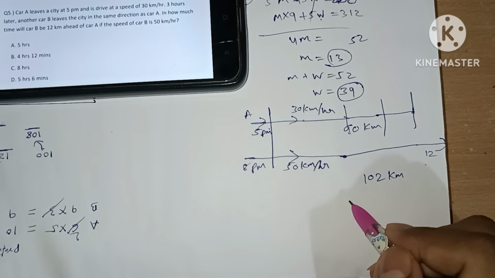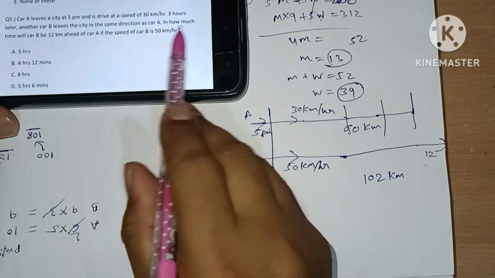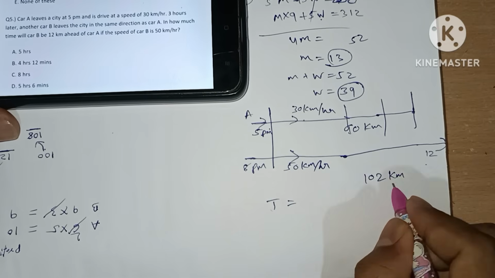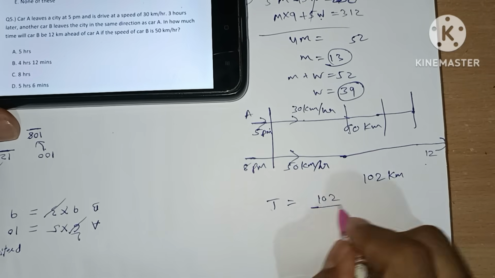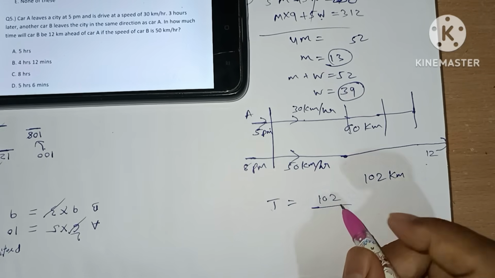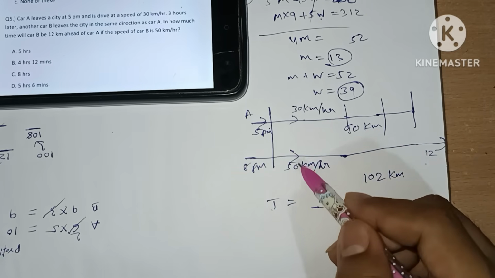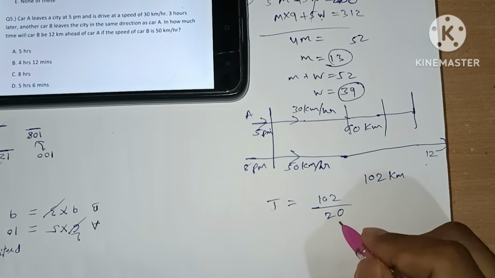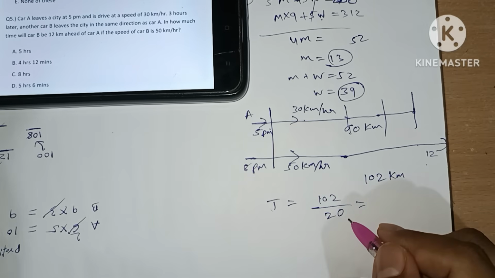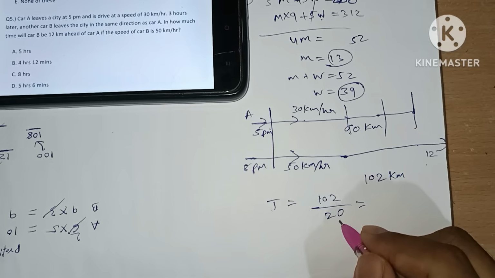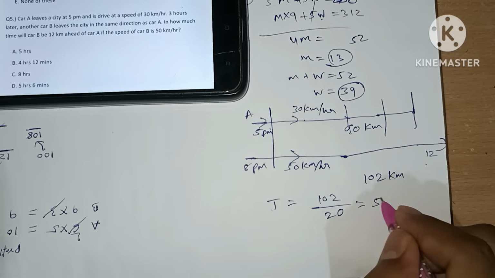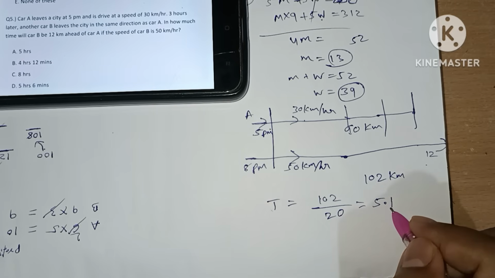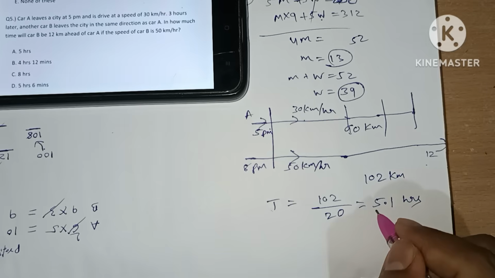The question asked is in how much time. We know time is equal to total distance by relative speed. Total distance is 102 kilometers, and the relative speed here, in the same direction, is the difference between these two, which is 20. So what we get from this is 102 by 20, which is 5.1 hours.